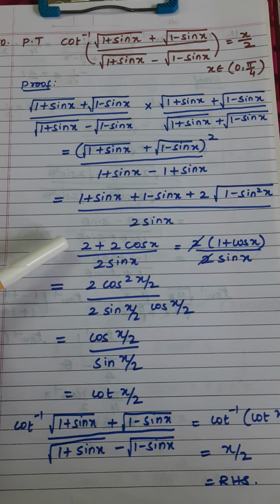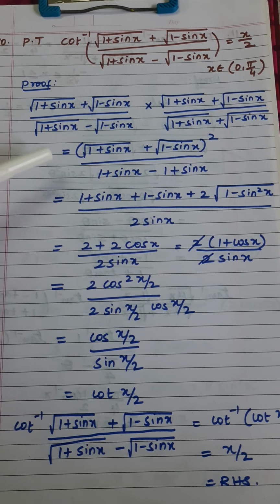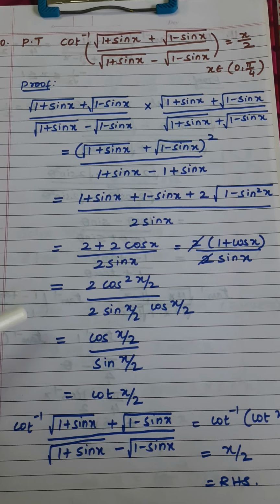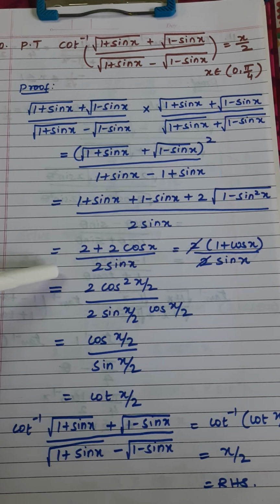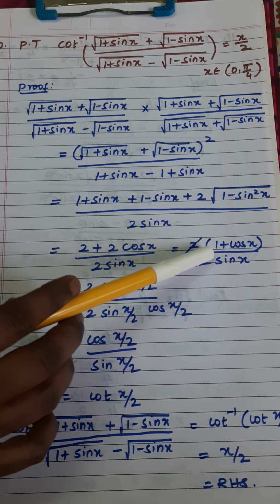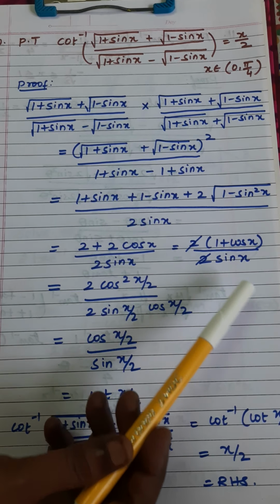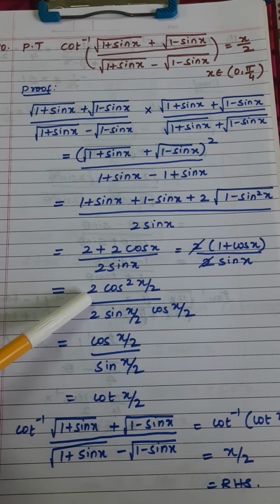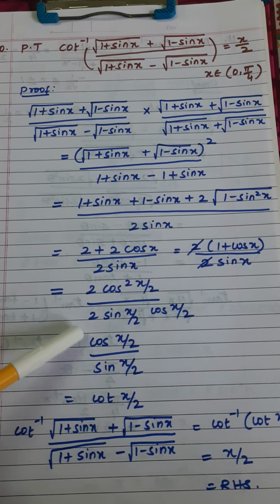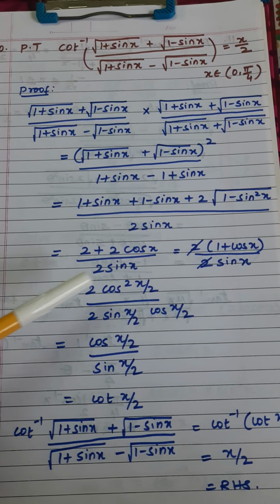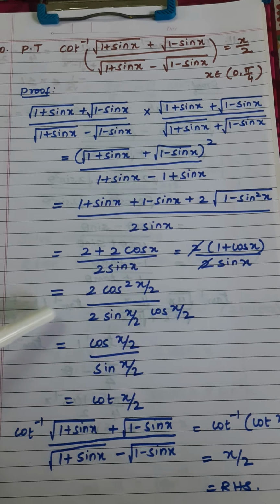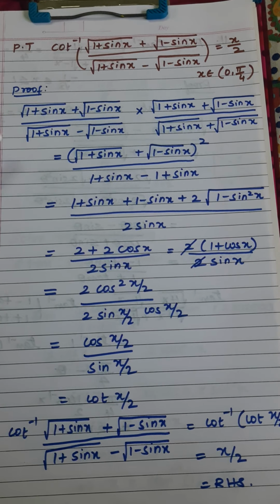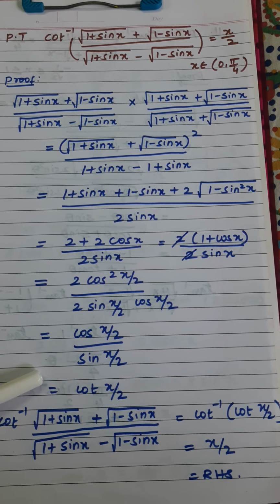So 1 plus 1 is 2, plus sin x and minus sin x will get cancelled. So the numerator will become 2 plus 2 cos x, and in the denominator plus 1 and minus 1 will get cancelled. Sin x plus sin x is 2 sin x. Now we are going to take 2 common. When you take 2 common, you will get 1 plus cos x in the numerator and 2 sin x as usual in the denominator. Now cancel 2. Then 1 plus cos x is 2 cos square x by 2, that is an identity. Sin x is 2 sin x by 2 cos x by 2. Now cancel the common cos, you will get cos x by 2 by sin x by 2, that is cot x by 2.